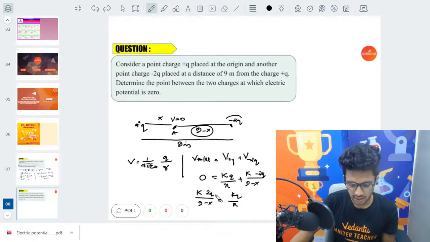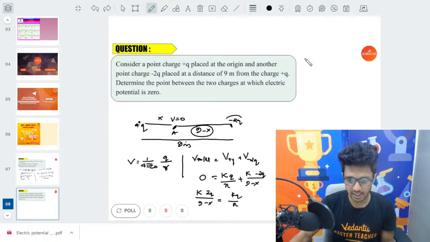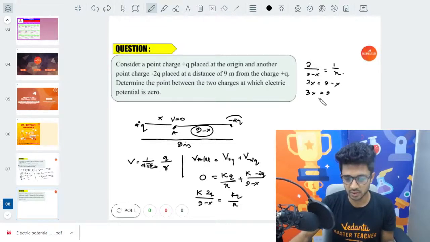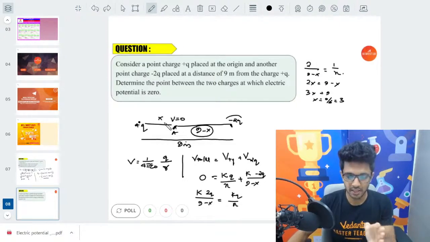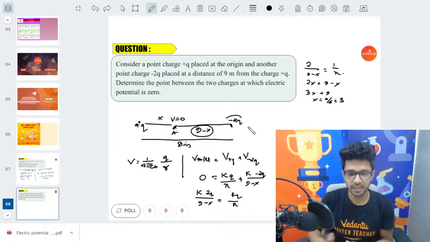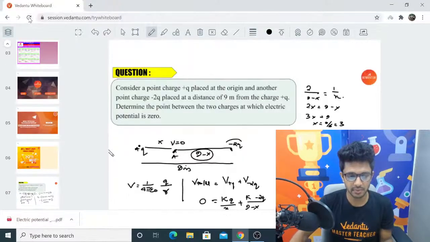k cancels, q cancels, right? So what remains is 2 divided by 9 minus x is equal to 1 by x. So 2x is equal to 9 minus x. Taking x to the left hand side, 3x is equal to 9. So the value of x is equal to 9 by 3, which is 3. So the distance of the point A from plus q is equal to 3, and the remaining distance is equal to 6. I hope you all got it, right? That was a very simple part.